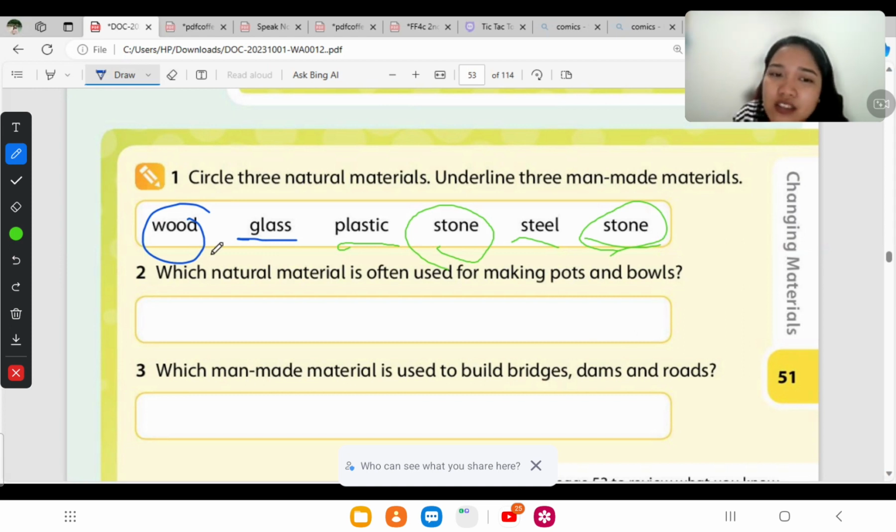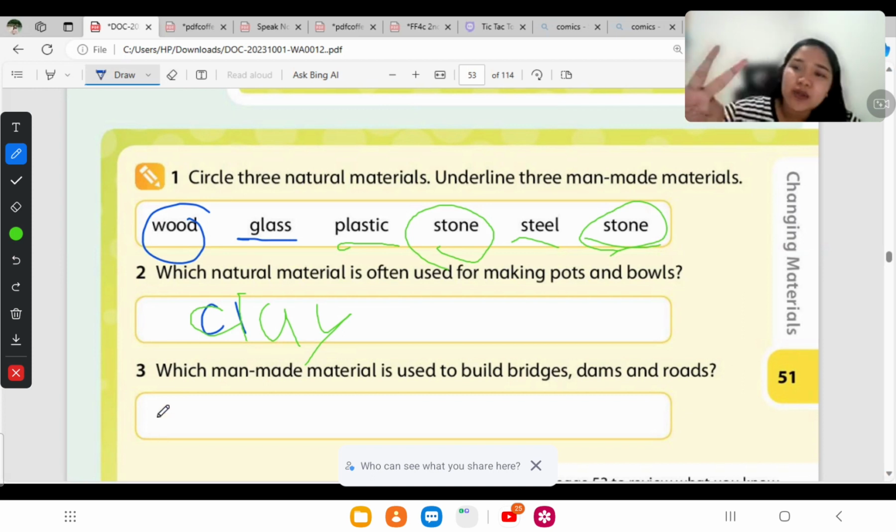The clue word here is C, L. What's that? Clay. Okay, very good. How do you spell the word clay? C, L, A, Y, clay. Okay, good job. So our pots and bowls are made from the clay.